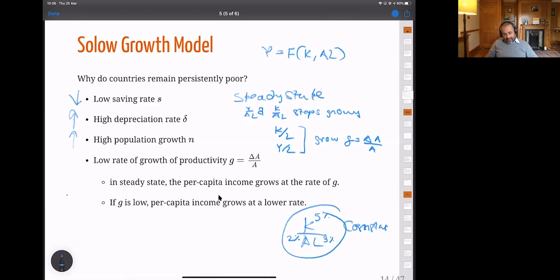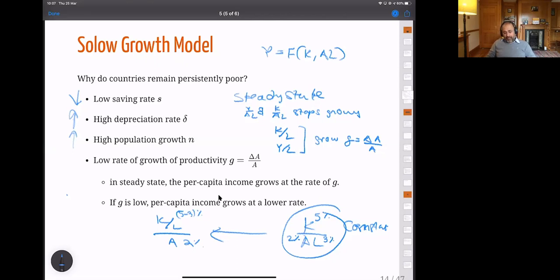That means if you write K by L like this, K by L is growing at 5 minus 3%, and A is growing at 2%. So that means K by L is growing at 2%. It would also imply that Y by L is growing at around 2%, right? Slightly less than that, but let's not worry about that. That's not important. So the reason you get growth in the steady state is because A, the labor productivity factor, keeps growing. And if that is low, then people's per capita income grows at a lower rate.